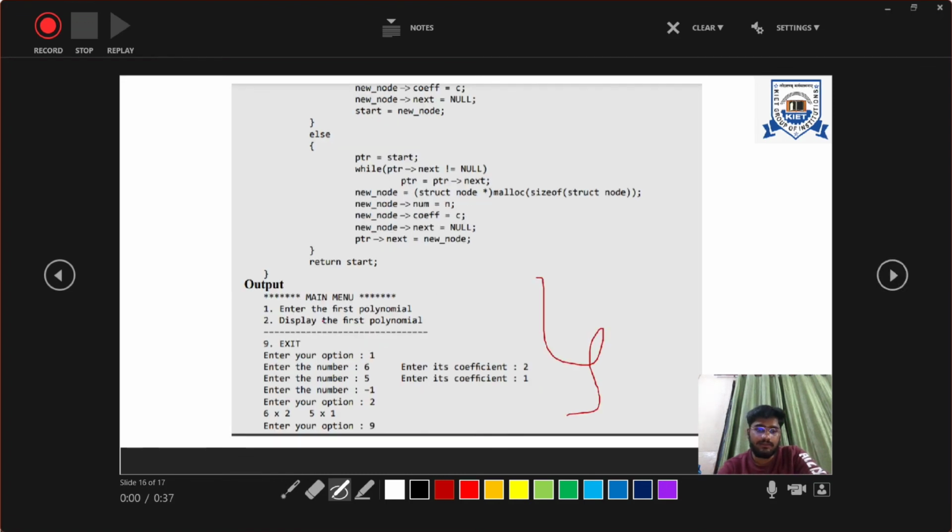For example, we will get the following output in the window: enter the first polynomial, display the first polynomial. First of all we will enter, for example, option 1, then the number will be 6, enter the number 6, 5, and enter the number, its coefficient, it will be 2 and it will be 1, enter the number and option 2. We will get the polynomial 6x square plus 5x, enter the option 9.